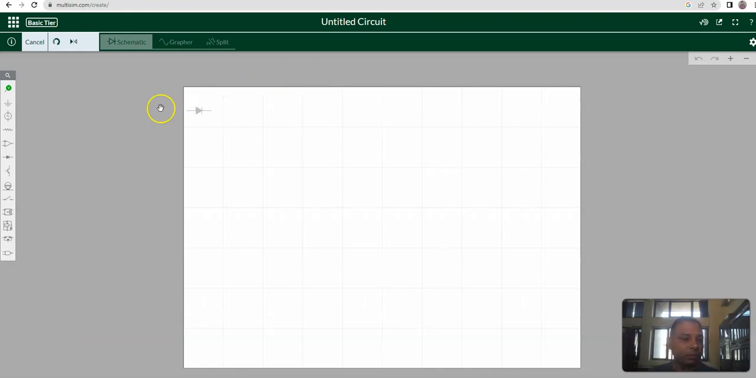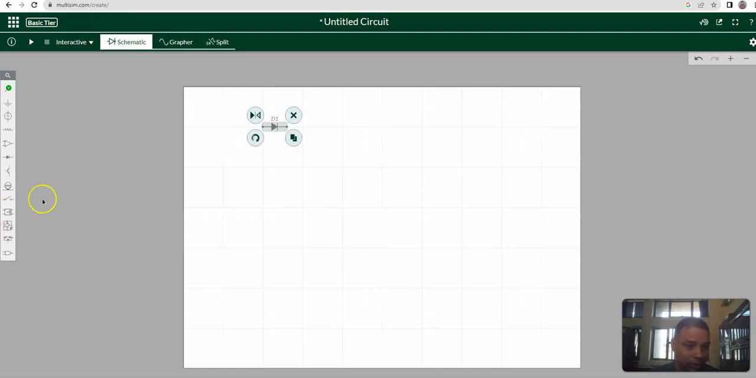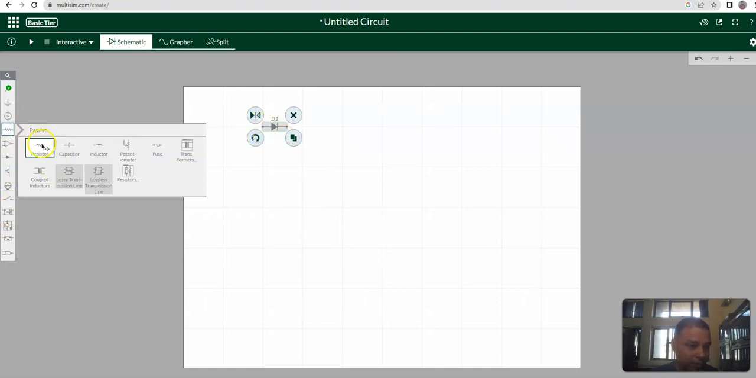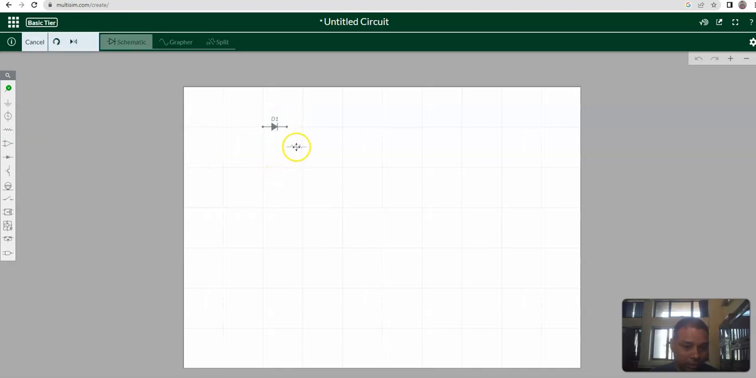So MultiSIM could be used for free if we use small components, and we are using it for rectifier circuit. Suppose we have a diode and we have a resistor like this. We put it here and we can rotate it.